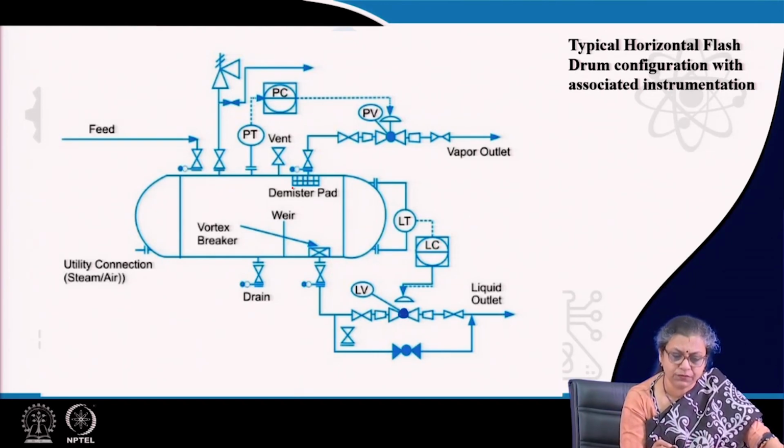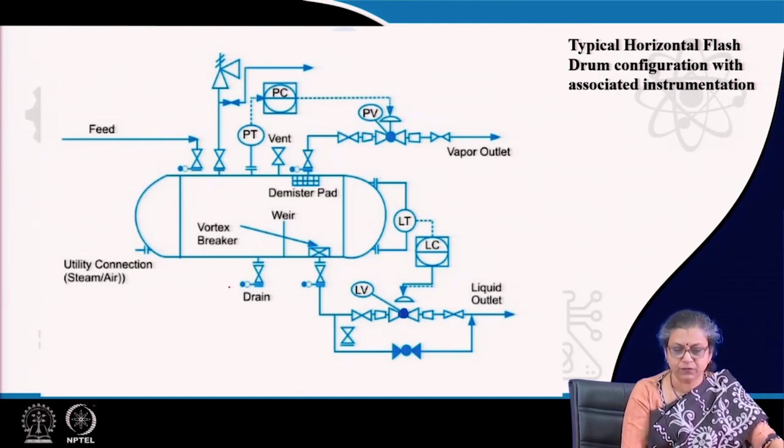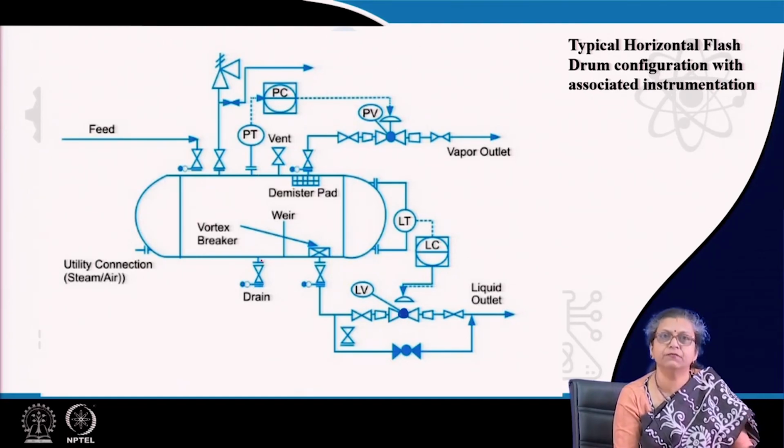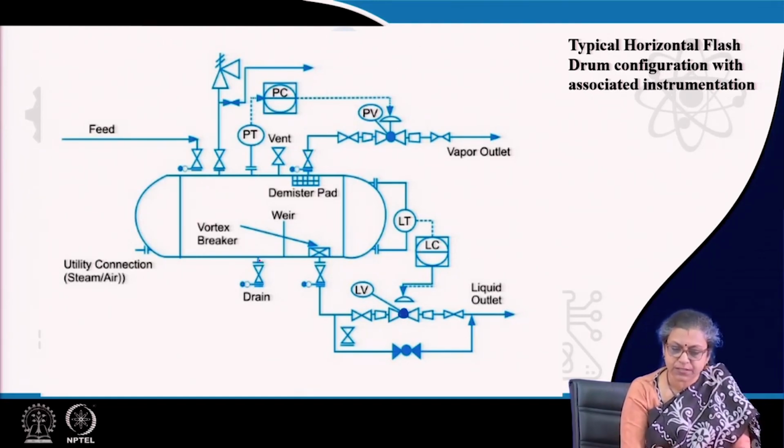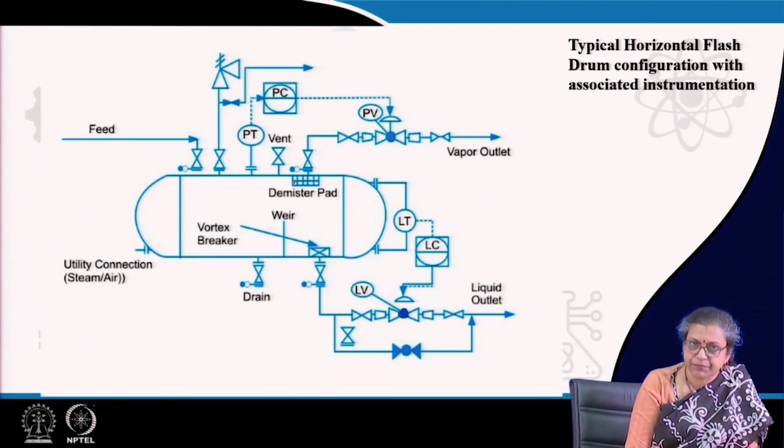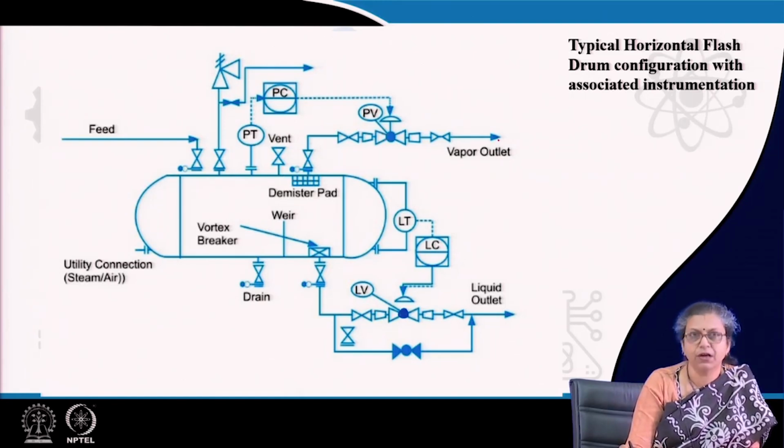Now, whatever we take, it is quite evident what are the things that we need to control in a flash drum. The first thing is the pressure. How is the pressure controlled? The pressure is controlled, as you can see, by the control valve in the vapor outlet line.